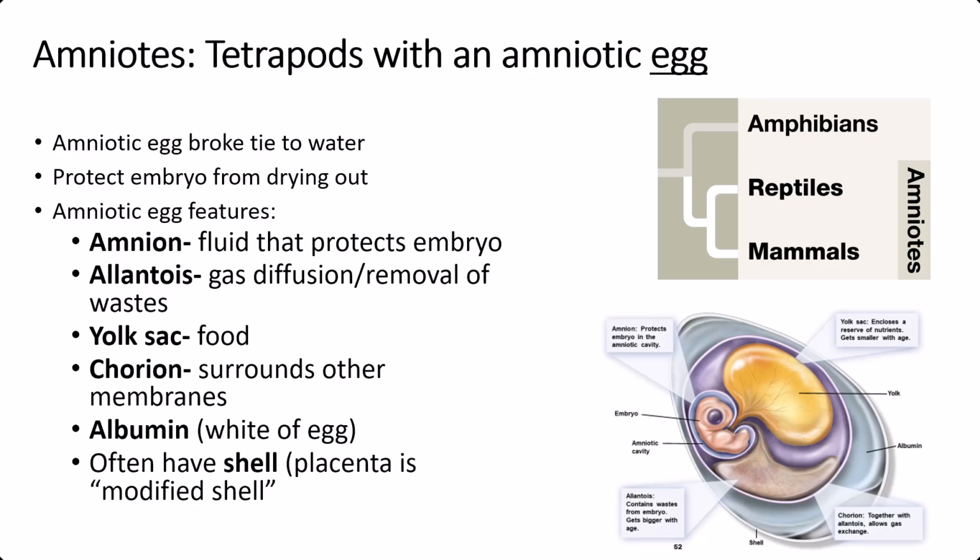The amniotic egg includes the amnion, which is the fluid that protects the embryo, the allantois, which does gas exchange and removal of waste, the yolk sac for food, the chorion, which surrounds the other membranes, the albumen, which is kind of like the white of the egg, and they often have a shell. But this is a little bit tricky because placental mammals are also amniotes, but that placenta is just a highly modified shell.